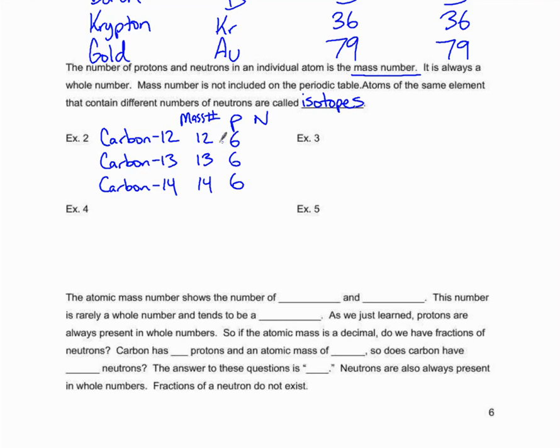So let's take a look here. If you want to know how many neutrons are here, you take the mass number, subtract the number of protons, 12 minus 6. Carbon 12 has 6 neutrons. Carbon 13 has a mass number of 13. It has 6 protons. 13 minus 6 tells us that it has 7 neutrons. Carbon 14, 14 minus 6, it has 8 neutrons.